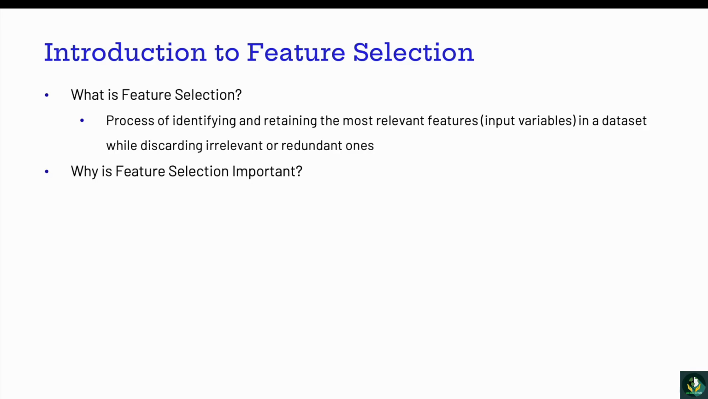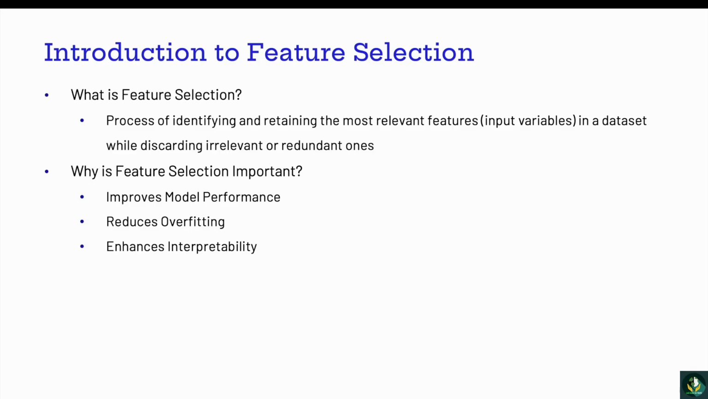Now, why is feature selection important? It improves model performance. Irrelevant features can introduce noise and negatively impact predictions. It reduces overfitting. Simplifying the dataset helps the model generalize better to unseen data. It enhances interpretability. A smaller set of relevant features makes the model easier to understand. It increases computational efficiency. It reduces the time and resources needed for training and inference.